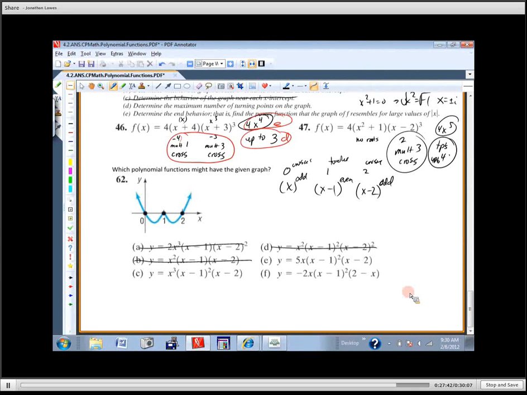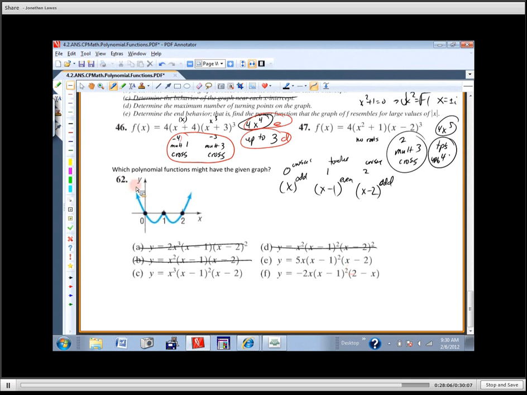Now we've got to think just a little bit, okay? How many turning points does this have? It's got 3. That means it's got to be at least degree 4. Let's go through and see. Well, that's 1, 2, 3, 4. That's degree 4. That's 3, 2. That's degree 6. And that's degree 4. Okay, so all of them satisfy that one.